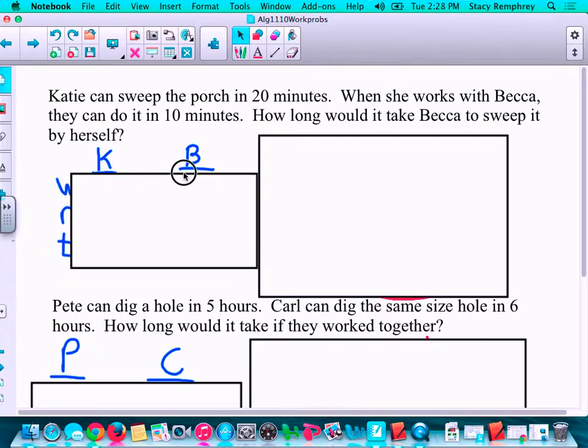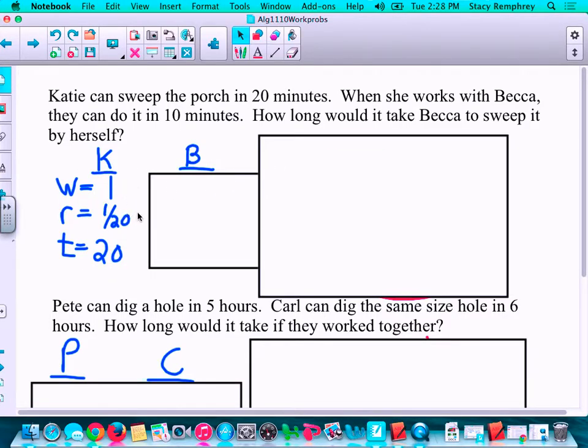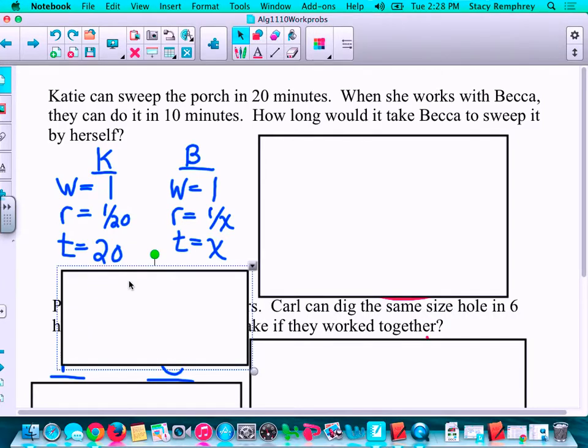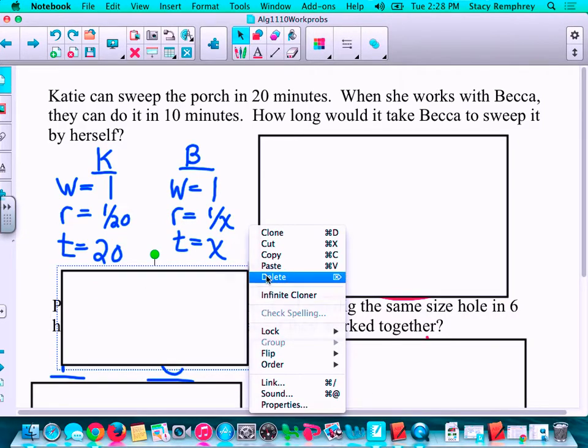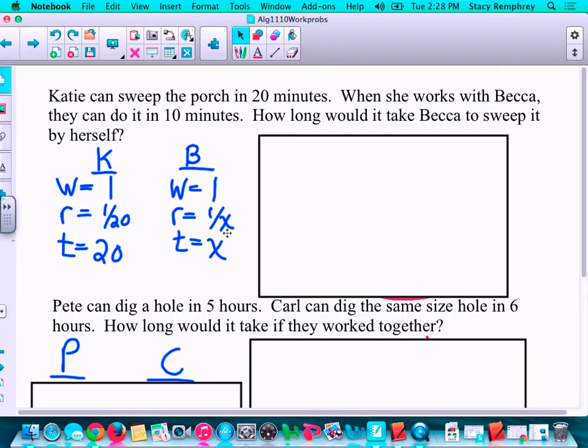All right, so for Katie, we have the work, the time, here's the rate. For Becca, I don't know how long it takes her to go by herself, so I put the X there. Now they are both sweeping. They're both trying to do the same thing. One's not sweeping and one throwing dirt on the floor. They're working to accomplish the same thing. So in this one, we're going to add the rates.